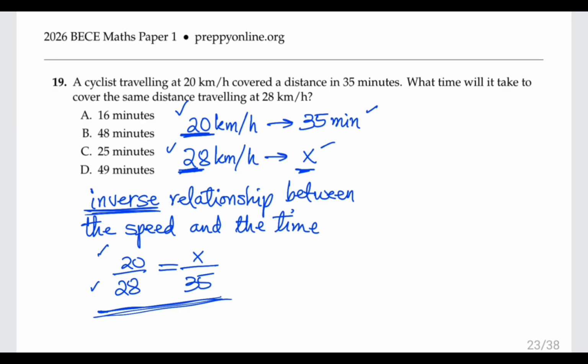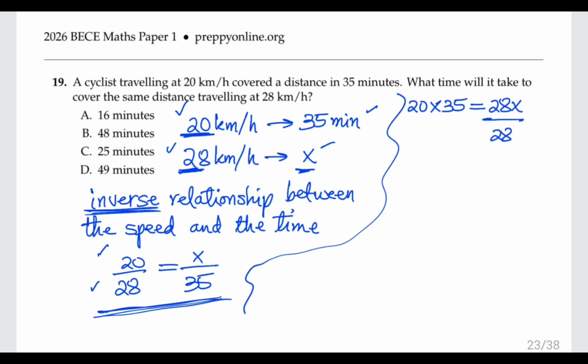So we can cross multiply. If we cross multiply, what do we get? Well, we get 20 times 35 is equal to 28 times x. That means that we can divide both sides by 28. So divide this side by 28, divide this side by 28, and what do we get?